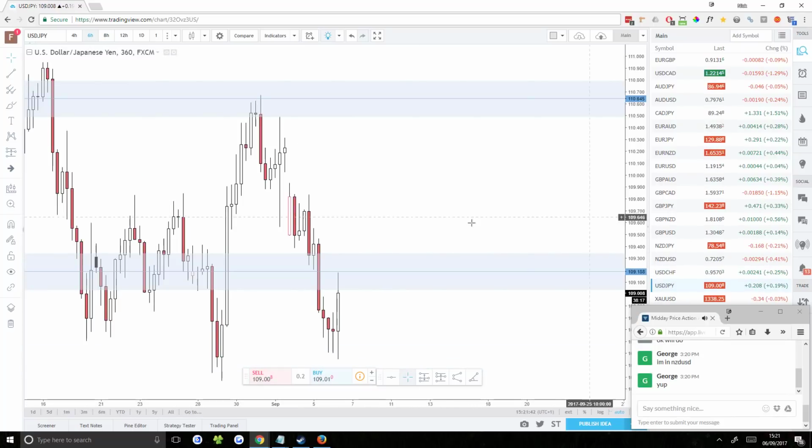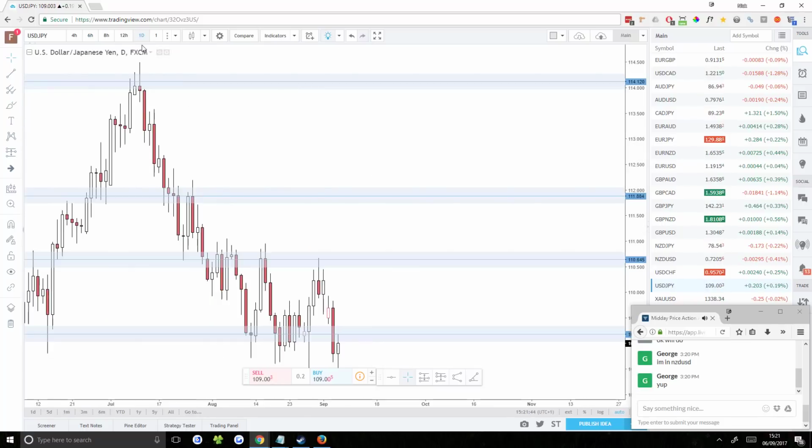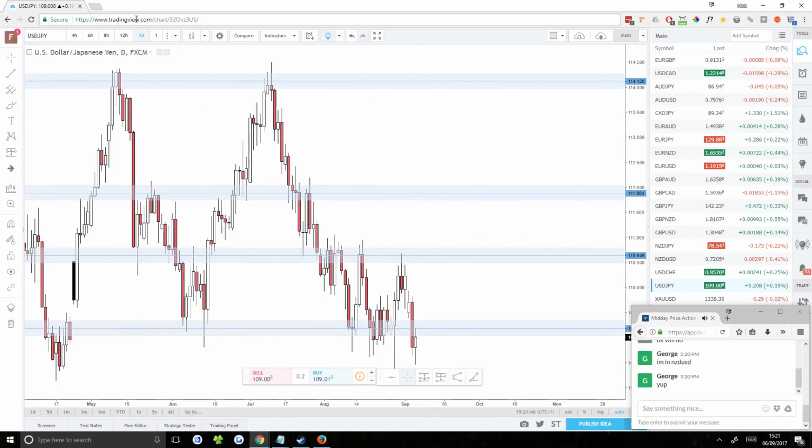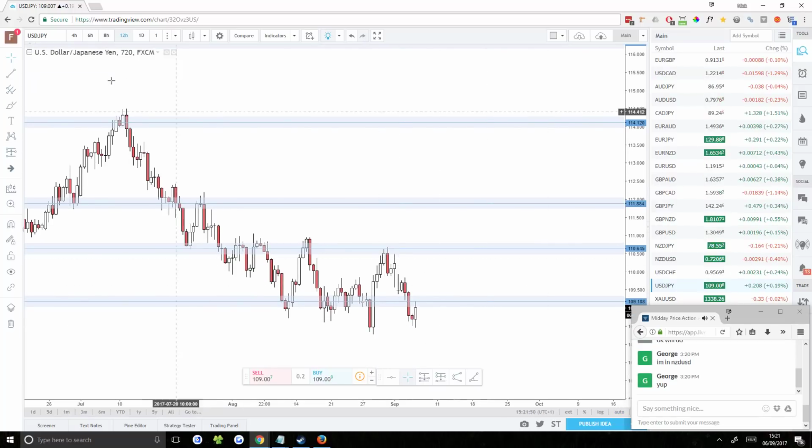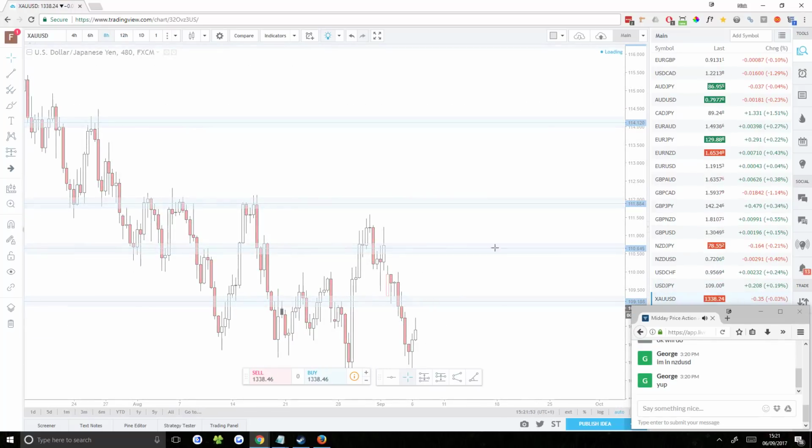Right, USDCHF is just ranging on support. It's just messy. USDJPY, what do we have here? This is way too messy. Nothing much here, guys.